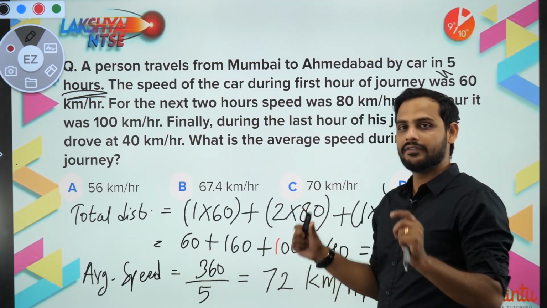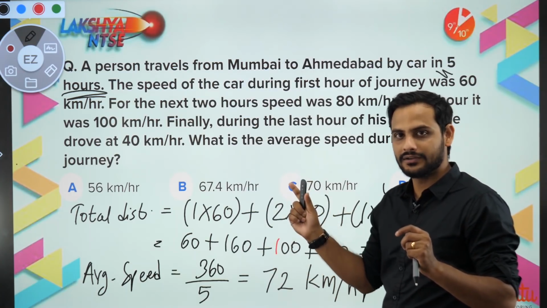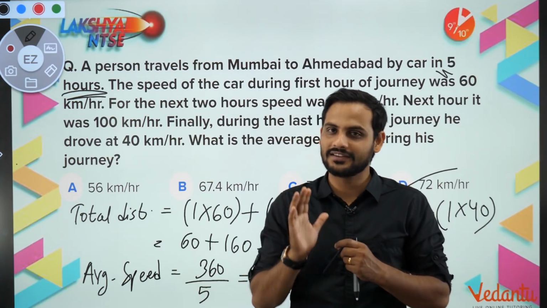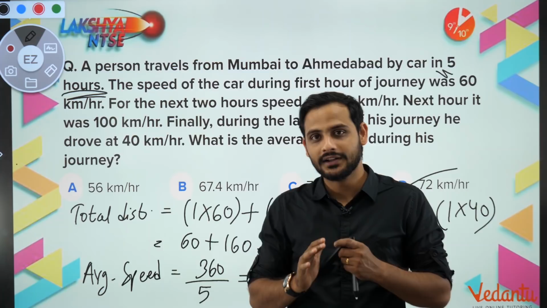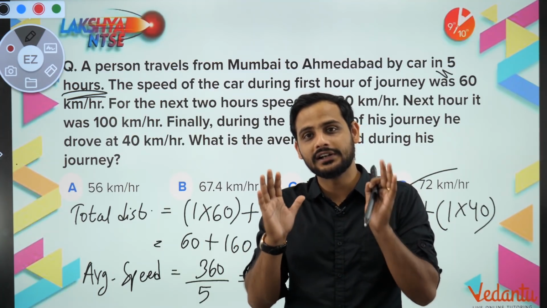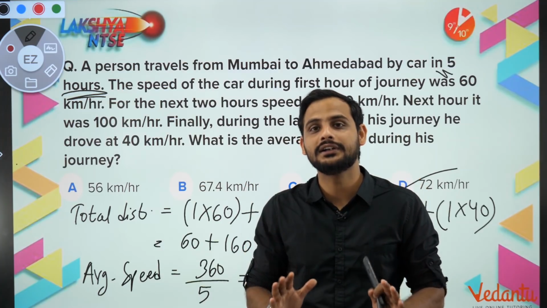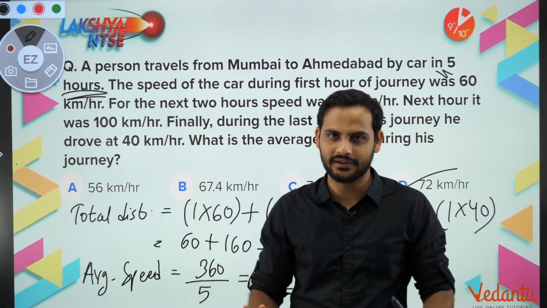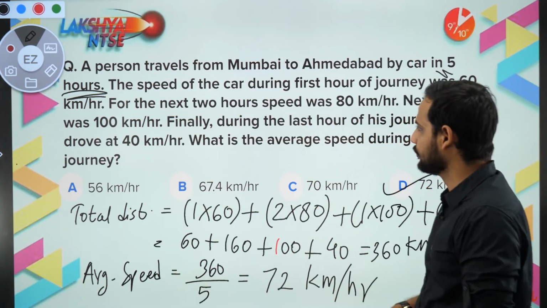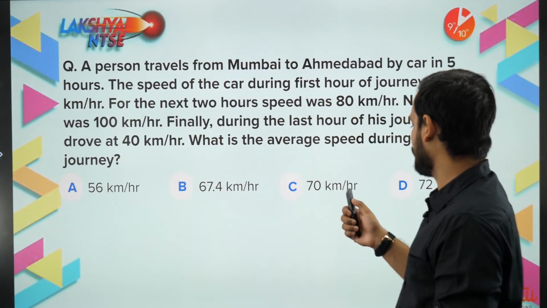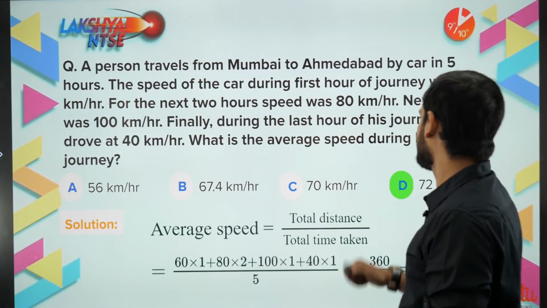Always remember, average speed is not the average of speeds. I'm telling you again and again because it is very important, many make this silly mistake even after knowing it. Average speed is not the average of speeds, it is total distance upon total time, as simple as that. Understood? Chalo, so now let's move to the next question. The correct answer is 72 km per hour.